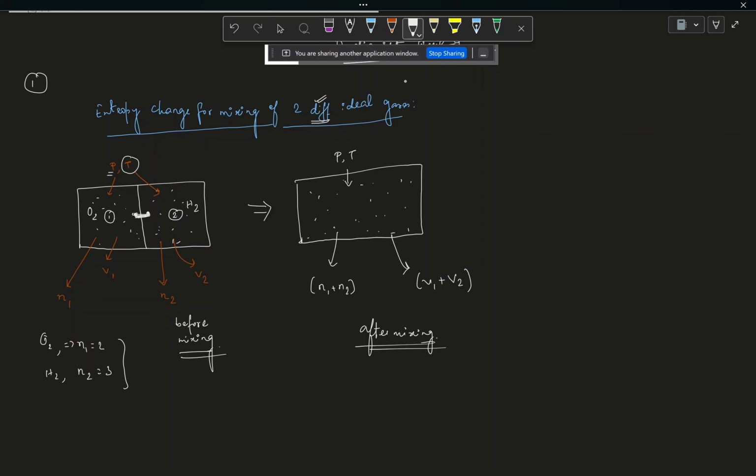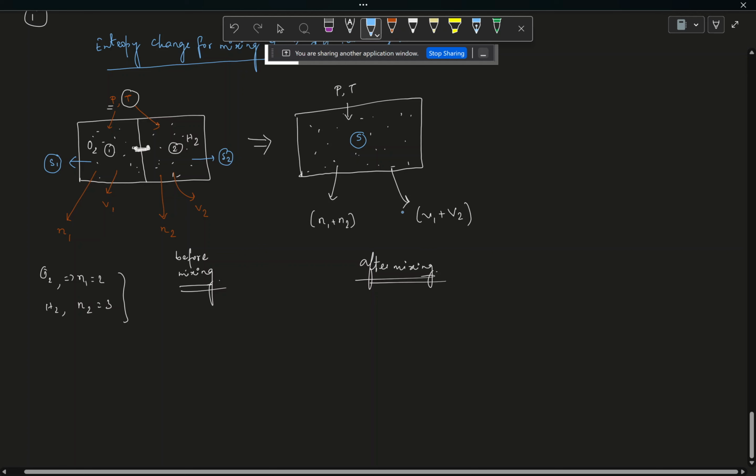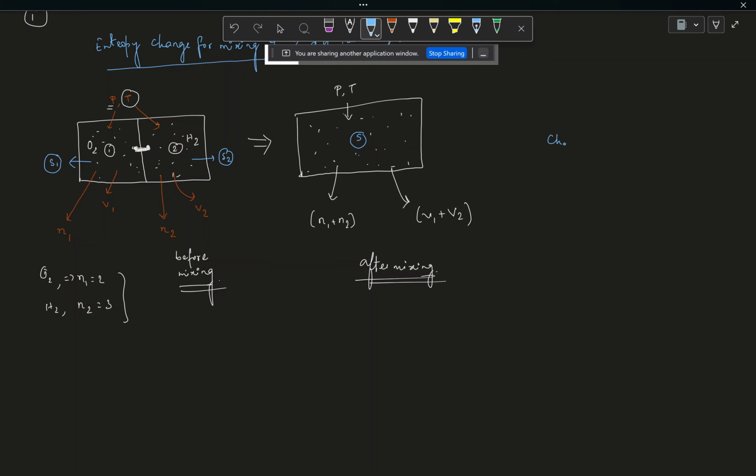Okay, so for our reference, we say that before mixing, the first gas has an entropy of S1 and the second gas, which is hydrogen, has an entropy of S2, and we assume that after mixing, the total mixture of gas in this container has a net entropy of S, right? So now what we have to calculate is the change in entropy because of the mixing of two gases.